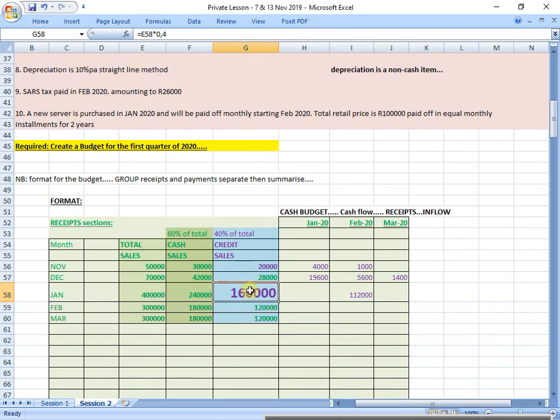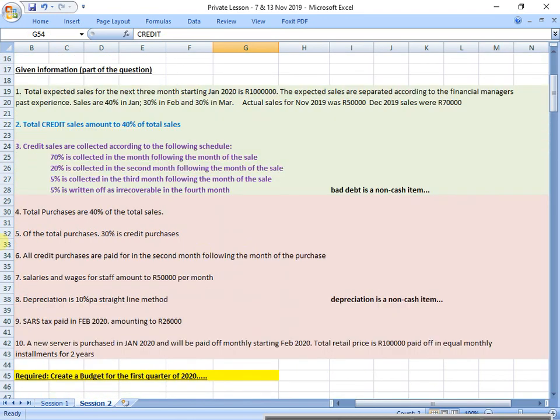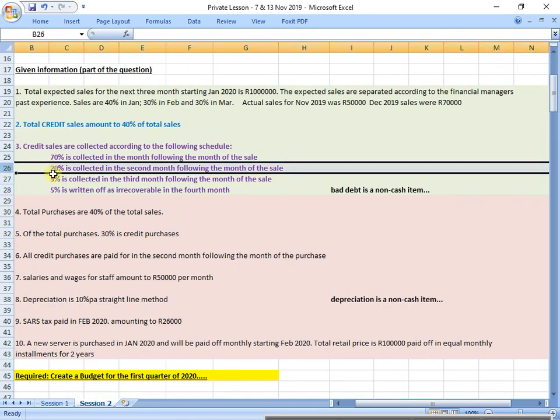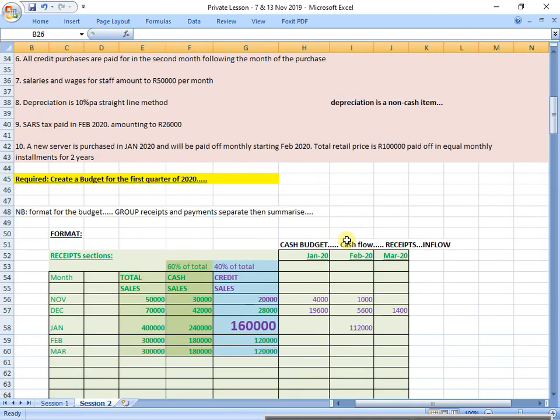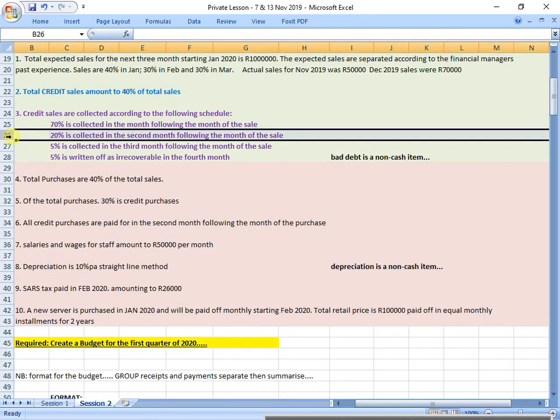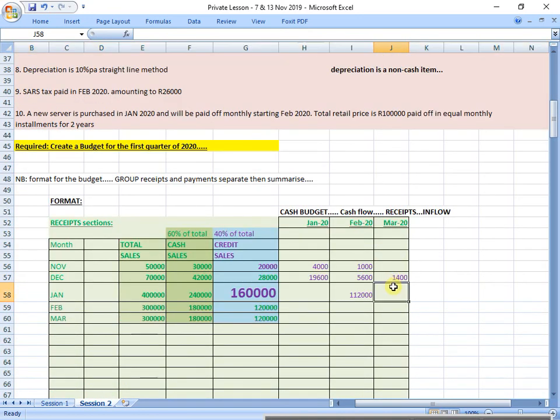Right, I'm still looking at January's credit sales. Line number 2. 20% is collected in the second month following the month of the sale. The month of the sale is January. What is the second month following the month of the sale? No, the second month. March. If January is the month of the sale, the second month would be March. How much do you collect in March? 20%. This times 20%.